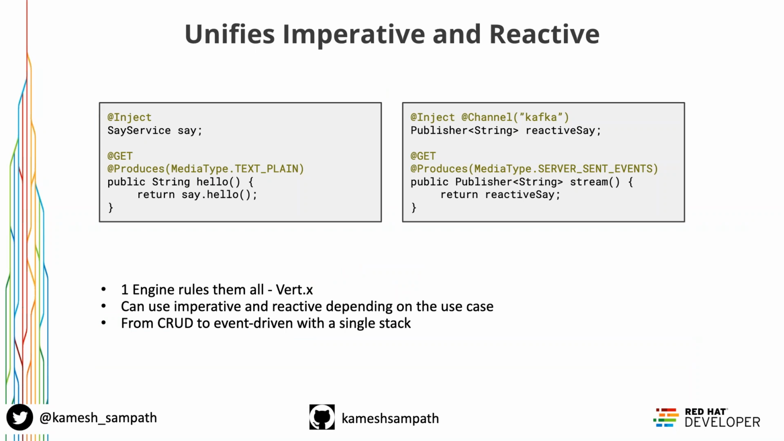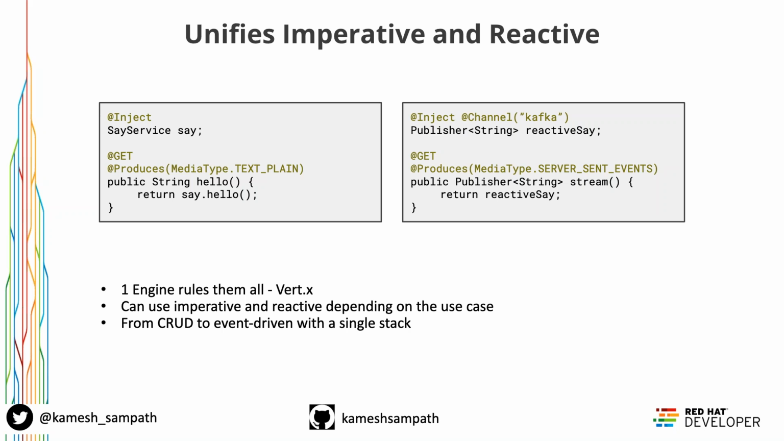And then we also unified imperative and reactive in Quarkus. This is one of the common things. How many of you do reactive programming? Okay. One of the things people were confused with the moment they say reactive programming is what library I need to add, how I need to call, what's the programming paradigm I need to use, because Vert.x uses lots of lambdas and other stuff, which becomes too hard for programmers to understand.